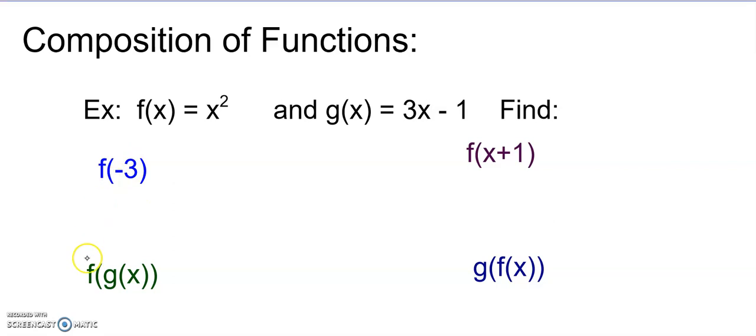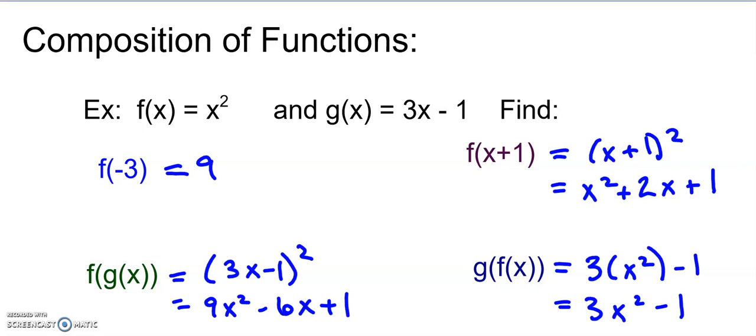We need to find these four things here. So why don't you guys put me on pause, do that, and we'll check our work. All right, let's check our work here. f of -3 is 9. f of x plus 1 should simplify to x squared plus 2x plus 1. f of g of x should simplify to 9x squared minus 6x plus 1. And g of f of x should simplify to 3x squared minus 1.